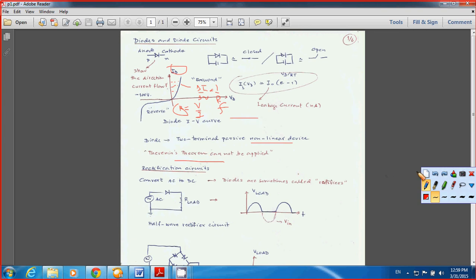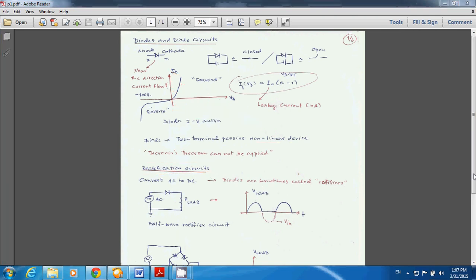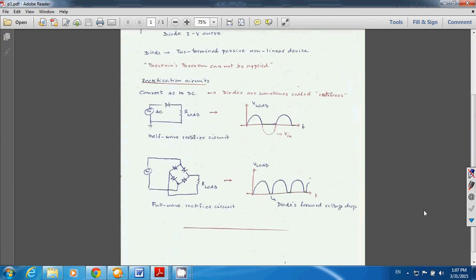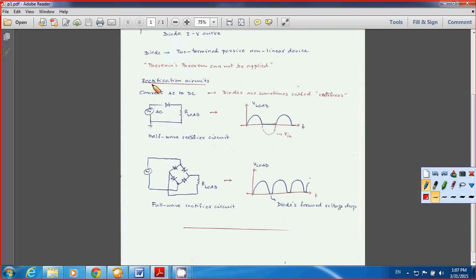Now take a look at some applications. The first one is rectification circuits. As I mentioned to you before, many people are familiar that the diode, you use that for a rectification circuit, which converts an AC signal to a DC signal.